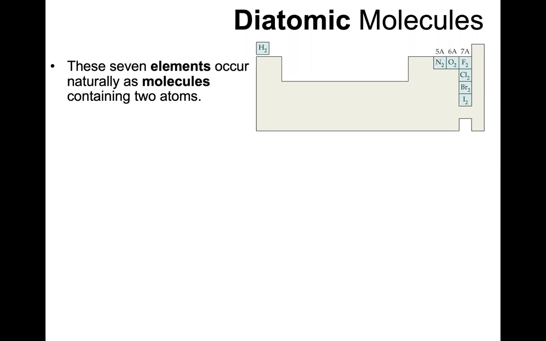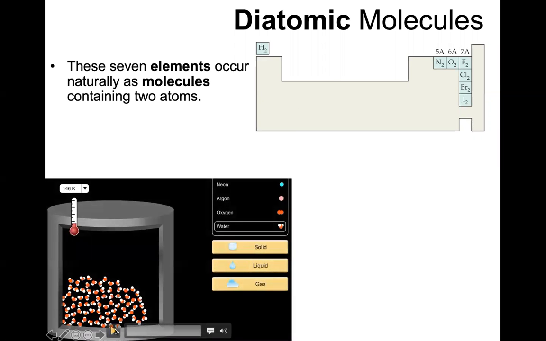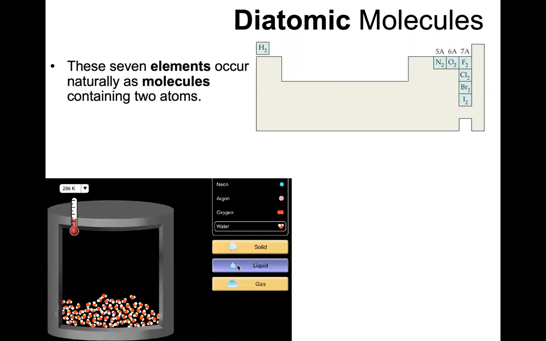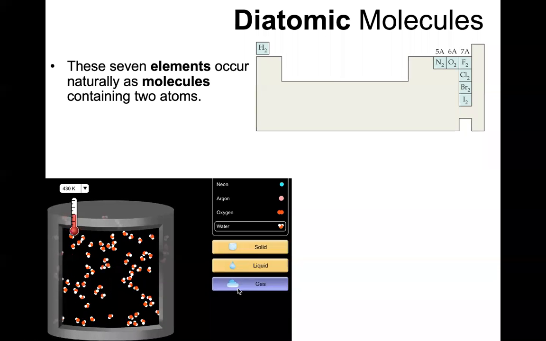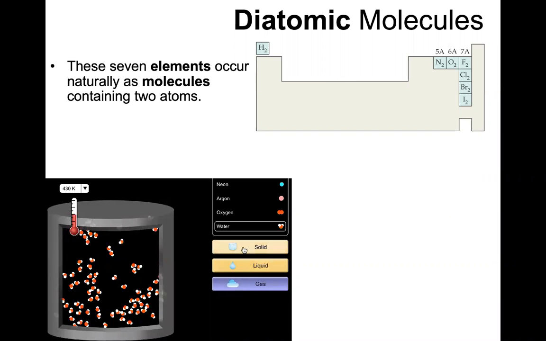Which elements do that? It's hydrogen, nitrogen, oxygen, fluorine, and then down that column of the halogens. When we're thinking about what takes place within those, here I show our description of H2O, how we could have that be as a solid, a liquid, and a gas. Notice in all of the cases there, we're always keeping that same discrete unit, the H2O molecule.